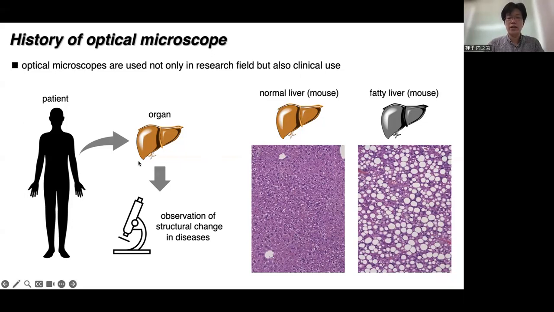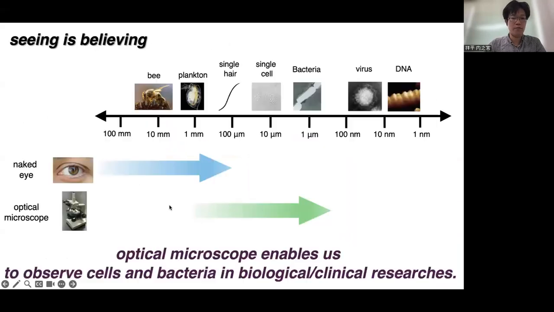Okay, so you can understand the importance of the microscope in our life. Okay, so seeing is believing. The resolution of our naked eye is just 0.1 millimeter. However, the optical microscope enables us to observe small things such as cells and bacteria, which is very useful not only for science but also for our life.